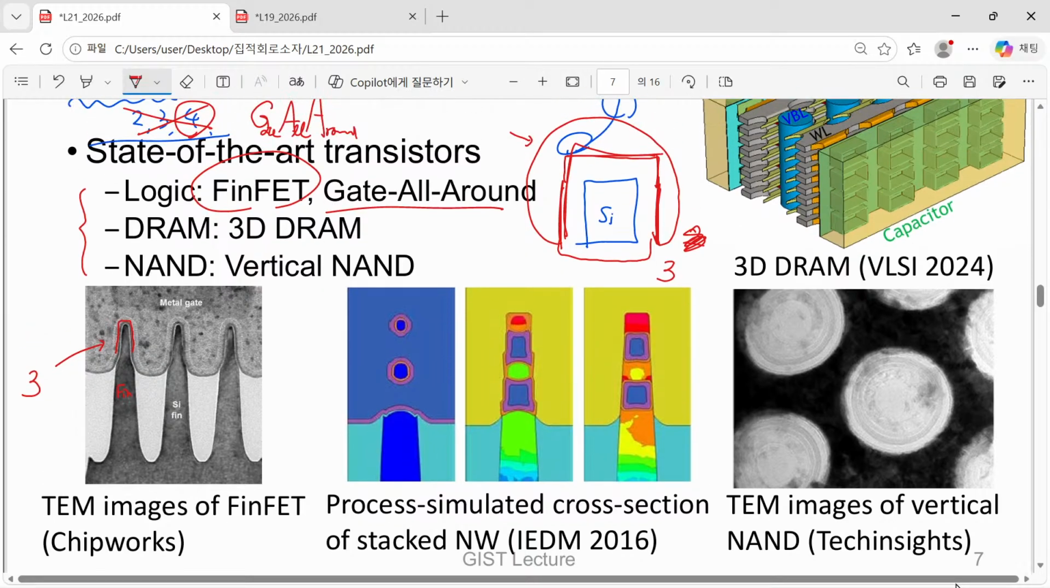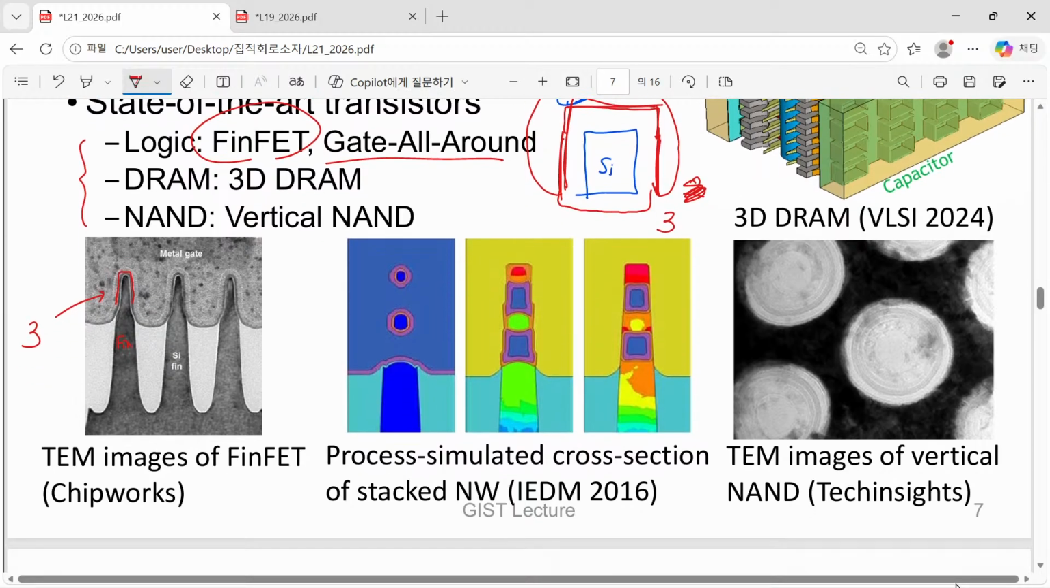And okay, here you can see that this one is a silicon. This blue guy is a silicon, and it is covered by gate. Also, this is silicon, and this is covered by gate. So we say that this corresponds to the gate all around transistor.